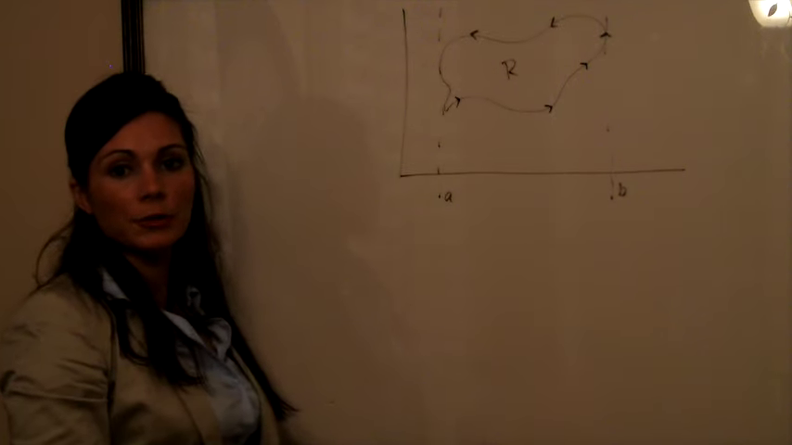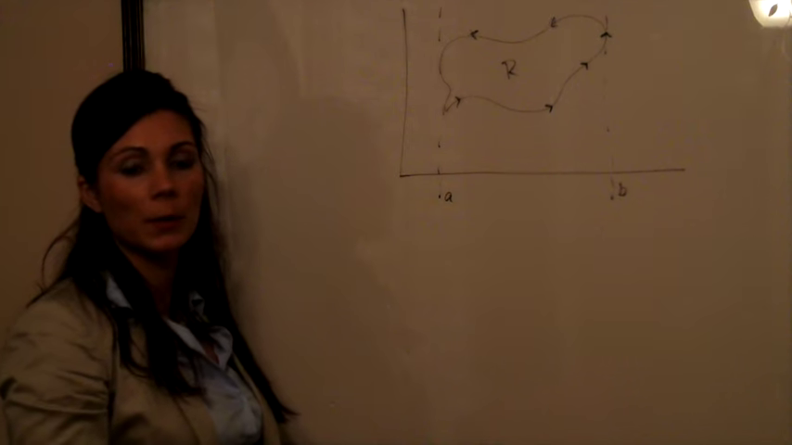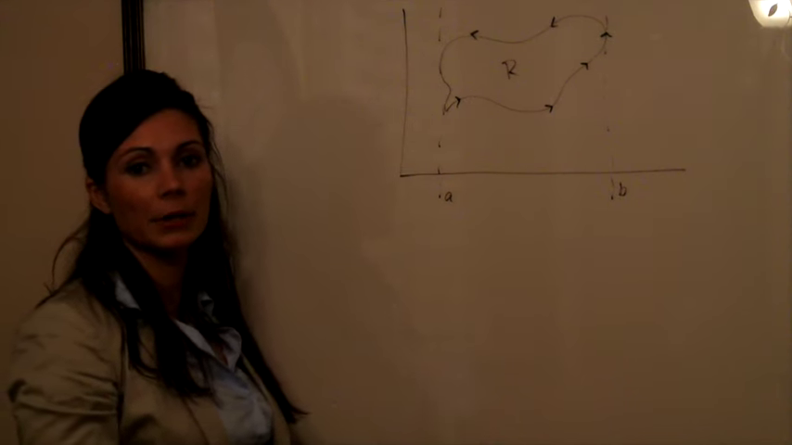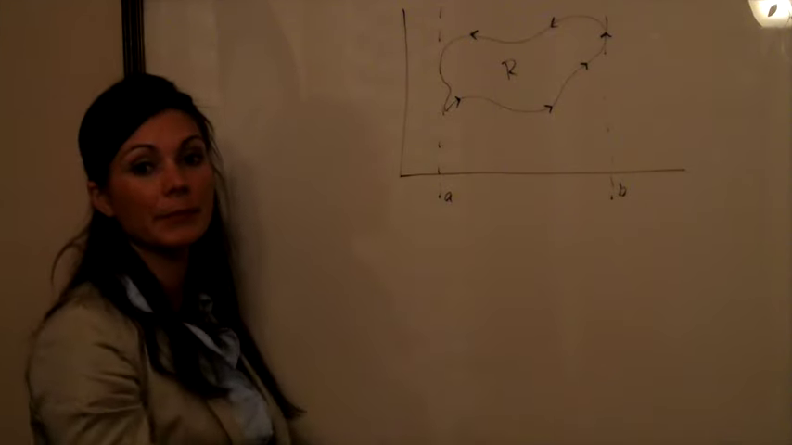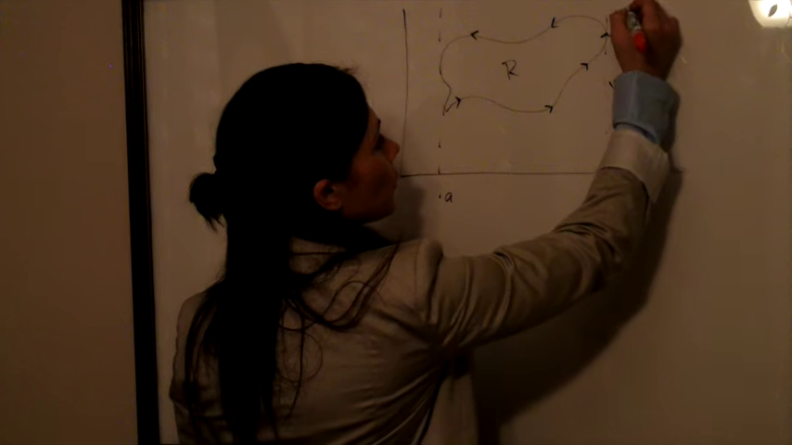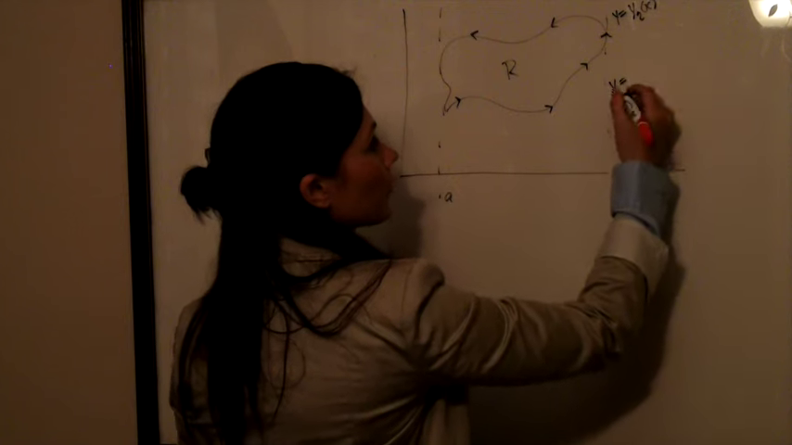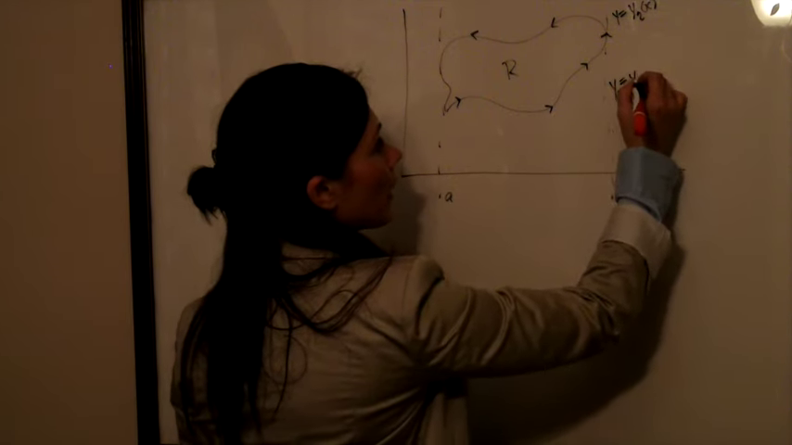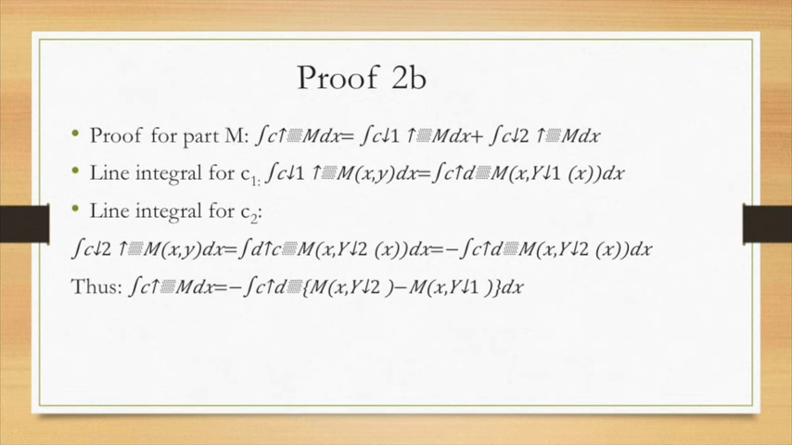So now we have the boundary of region R, which consists of the lower curve y equals y1(x), and the upper curve y equals y2(x), as in figure 1 that we see here. Let C1 and C2 denote the lower and upper portions of the curve. So again, for our upper portion, we have y2(x), and for the lower portion we have y equals y1(x). Now that we have traced our function, let's start with the second part of our proof for M.